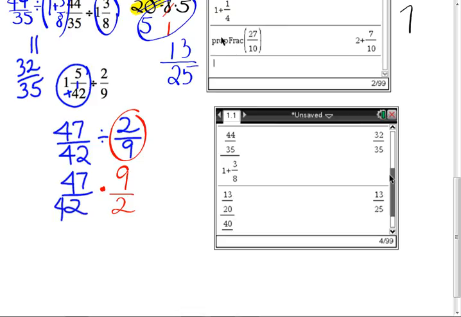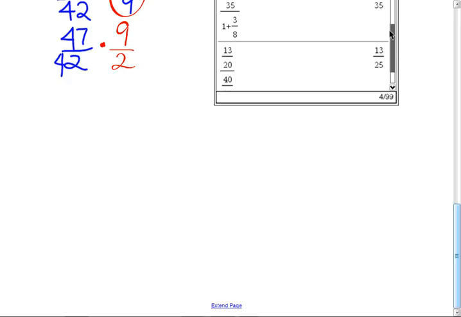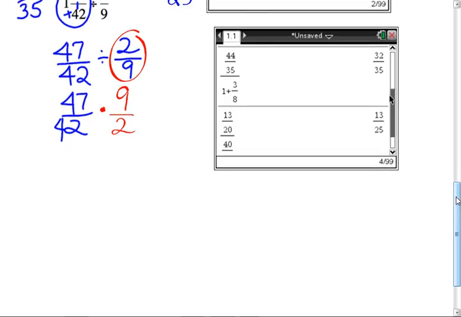And then we need to reduce. That's a tough one to reduce. I don't know about you, but I don't want to multiply 9 times 47. Too big a number. 2 times 42 is okay. I can think of a number that goes into 9 and 42. Can you guys think of one? These are not easy.